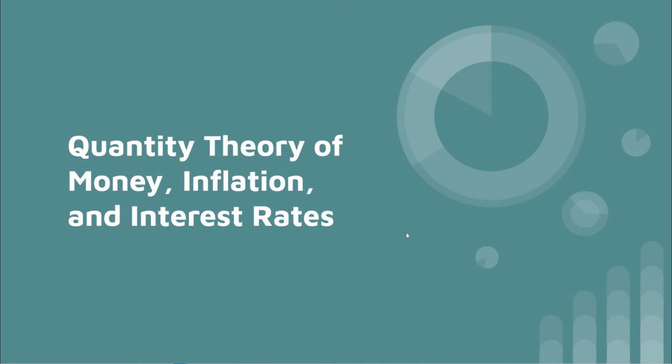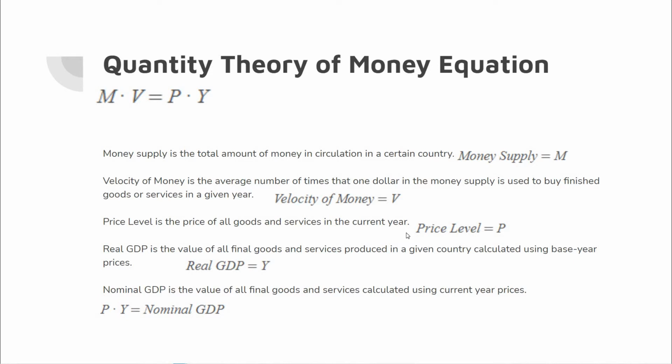Okay, so this is my presentation on the quantity theory of money, inflation, and interest rates. So let's use an equation to try and help us understand this a bit better. We have M times V is equal to P times Y. M is denoted as the money supply, V is the velocity of money, P is the price level, Y is real GDP, and if you multiply P and Y together, that can be simplified as the nominal GDP.